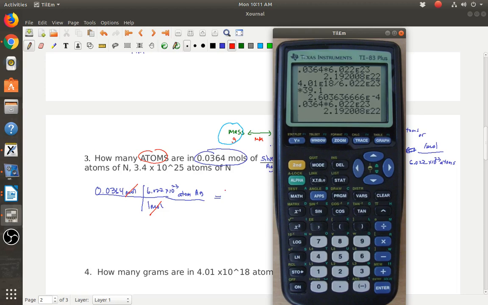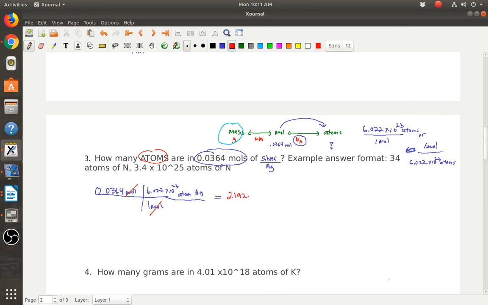So 2.1920 times 10 to the 22. When you put it in the computer, you could put, well, first let's do sig figs. There are, now leading zeros are losers, okay?